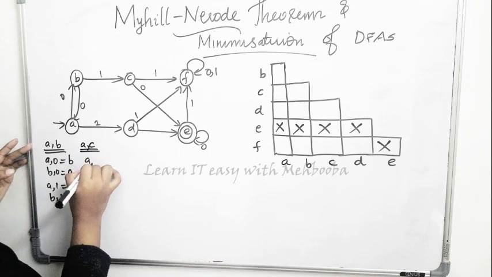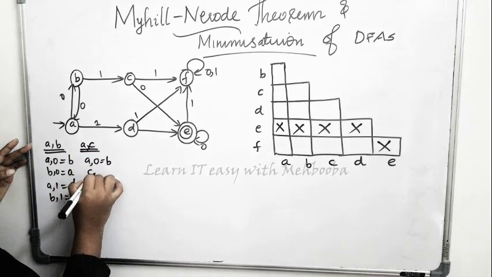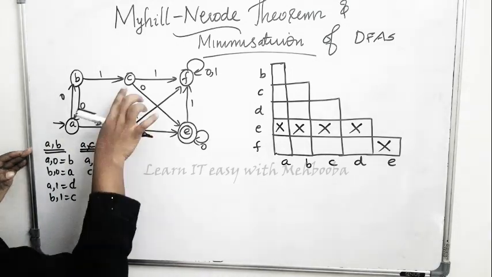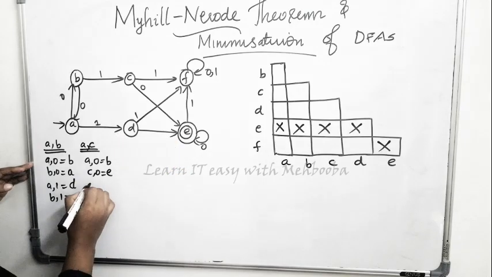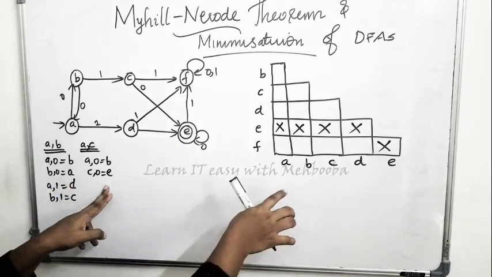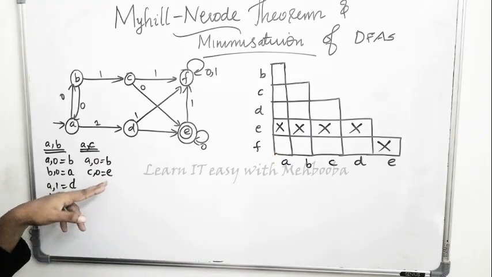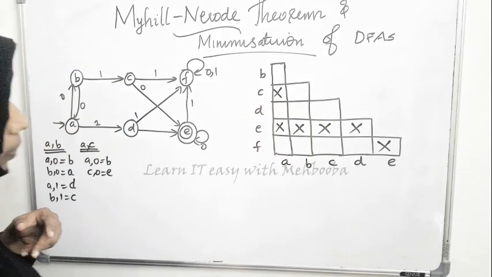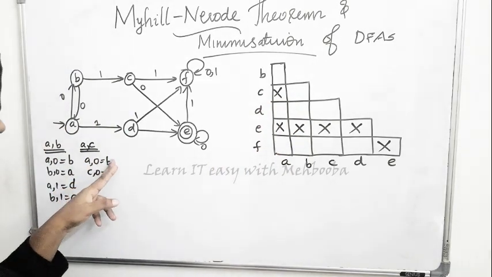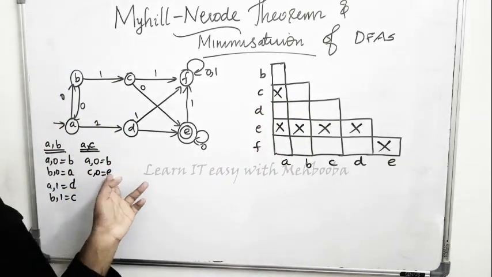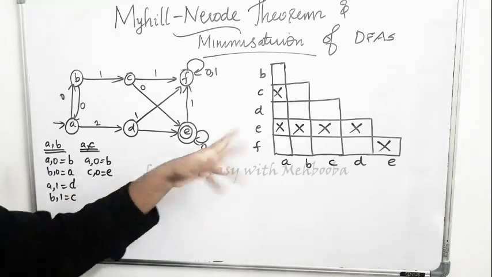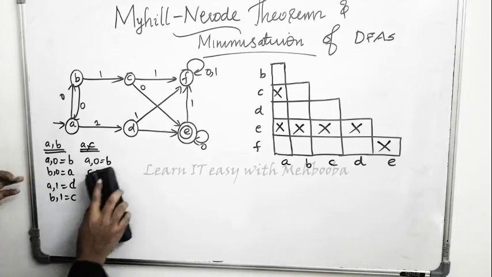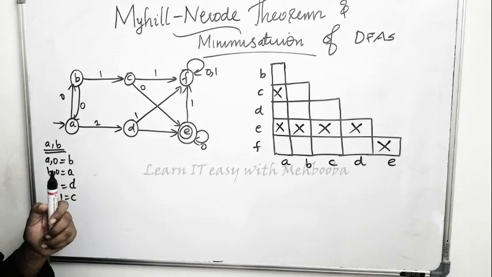Okay. So A comma 0 is B. C comma 0 is E. Now BE is already marked, isn't it? BE is already marked, so you can mark AC. So AC can be marked because A on 0 goes to a non-final state whereas C on 0 goes to a final state. They are not equivalent, so you can mark it. Now we will check the other. So AC is avoided because it is already marked. You don't have to keep it anymore.